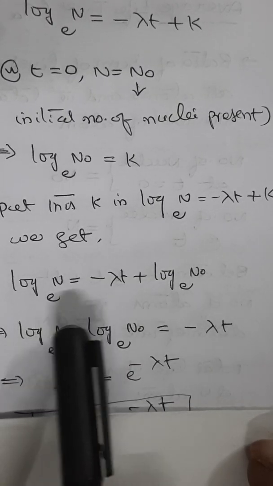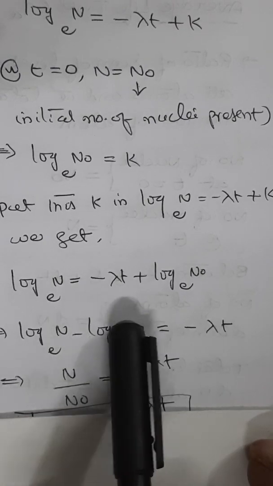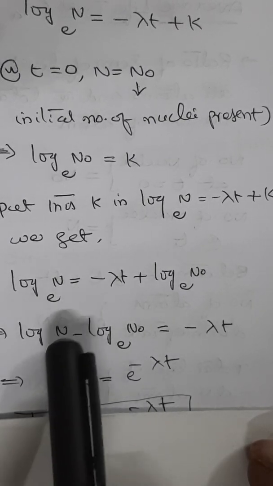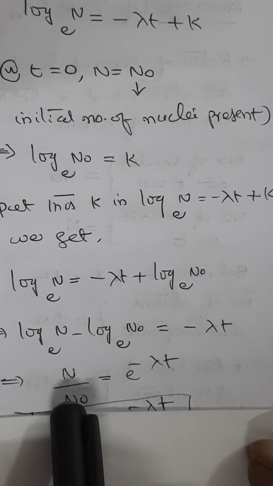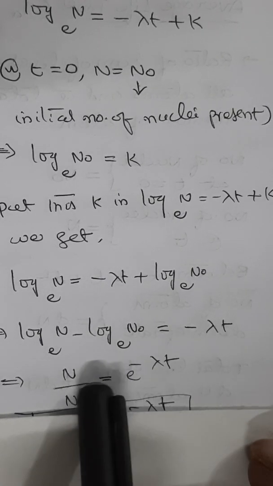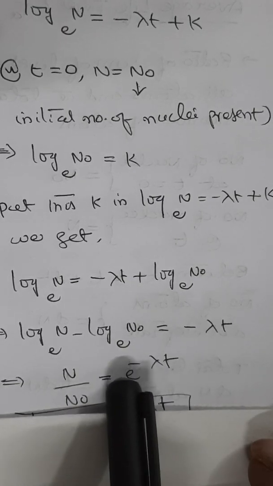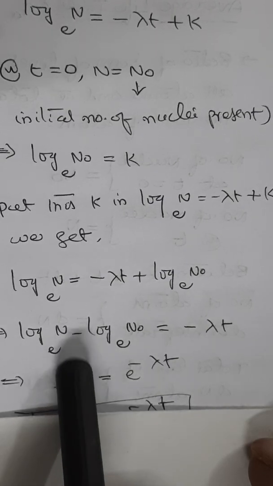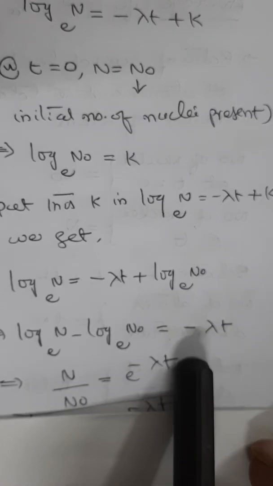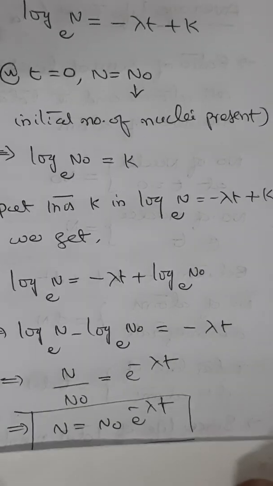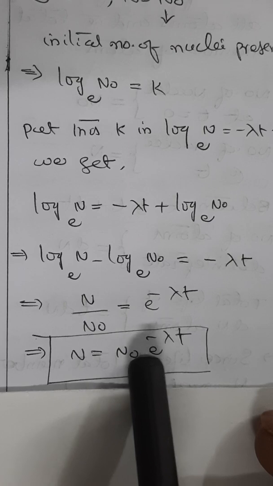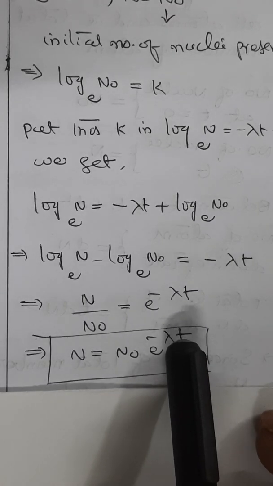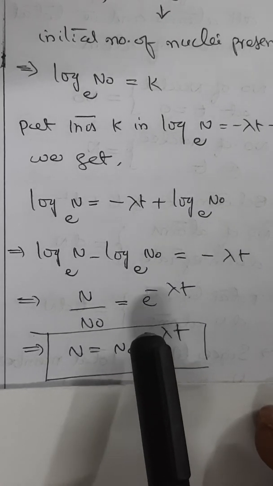It looks like log m minus log n to the same base, therefore it becomes m by n. Log n to the base e minus log n naught to the base e will become n by n naught to the base e. Therefore, you cross multiply that, then it will become e power minus lambda t. So, this logarithmic expression gives the value n by n naught is equal to e power minus lambda t. Now, you cross multiply, you will get that law. N is equal to n naught into e power minus lambda t. This is how you will get this expression.